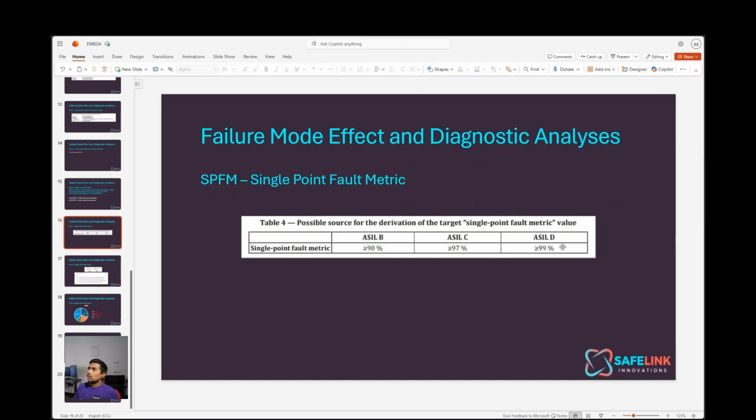Now, if in a project there are multiple safety goals, one is ASIL B, one is ASIL C, and one is ASIL D, each safety goal has to achieve its SPFM individually. So the ASIL B safety goal has to achieve 90% SPFM, the ASIL C safety goal has to achieve 97%, and the ASIL D safety goal has to achieve 99%.